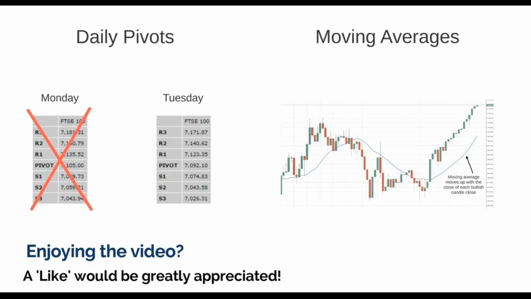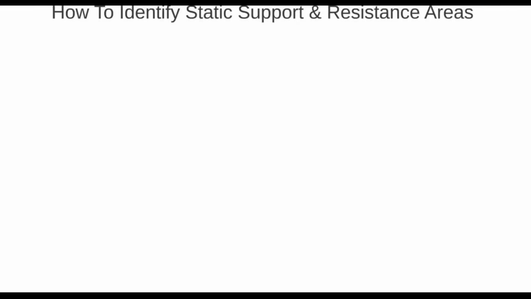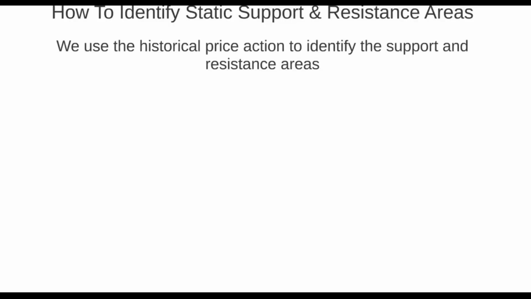Static support and resistance areas usually have to be identified and plotted manually. So let's look at how we do this. We can identify these price areas by looking at the historical price action on our charts. We are looking for price areas where the price has been heading in a particular direction and then has stopped and reversed in the other direction.